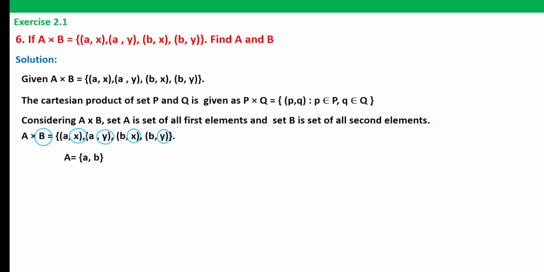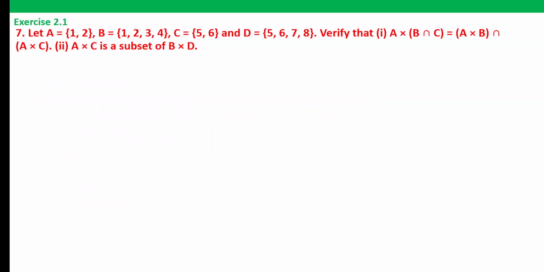Now let us see set B. Set B consists of all the second elements. If we observe, there is x and y. Therefore, set B is x, y. Therefore, set A has the elements a, b and set B has the elements x, y. Let us see question number 7.